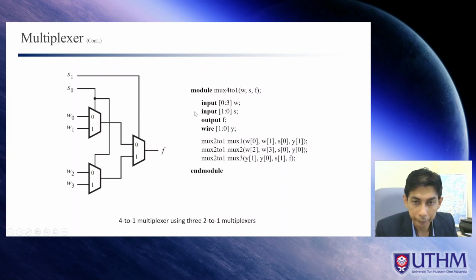So here we have our module name. This is mux 4-to-1, a new name. We have input W, we have S, we have F, and of course our W is 4 bit, remember, 4-to-1, and we have 2 bits for the control S, we have 1 bit for F, and we have a wire here, Y. So why do we need this wire? Because to use hierarchical design methodology, we need to describe it using structural modeling.